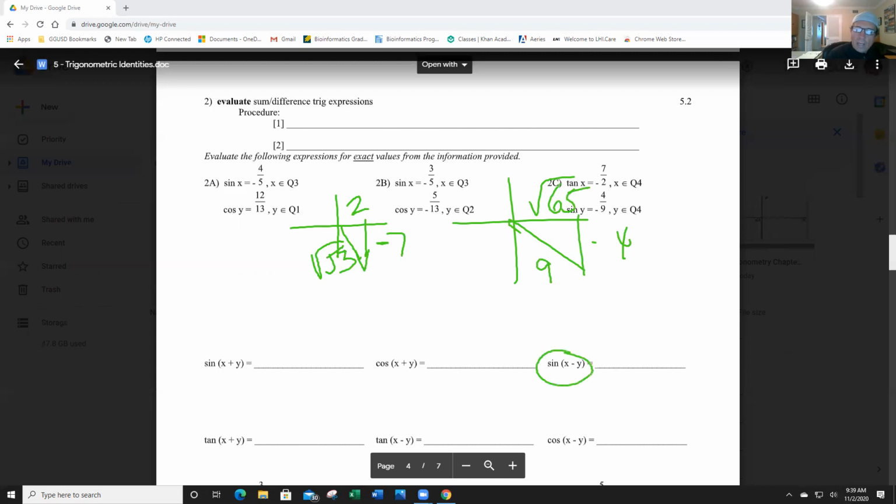First one we want is sine of x minus y. The sine of x minus y, or a minus b, is sine A cosine B minus cosine A sine B.